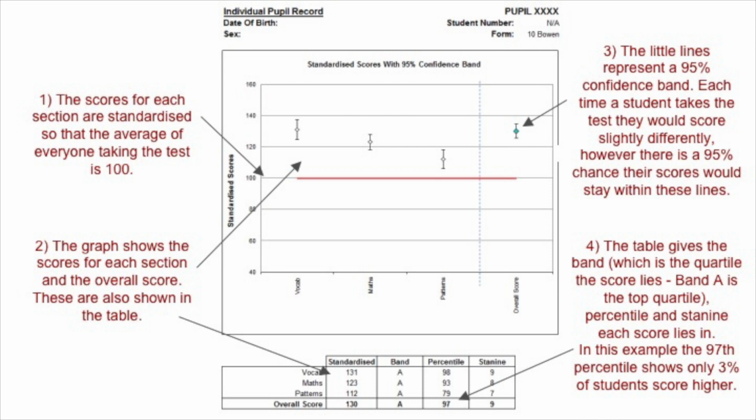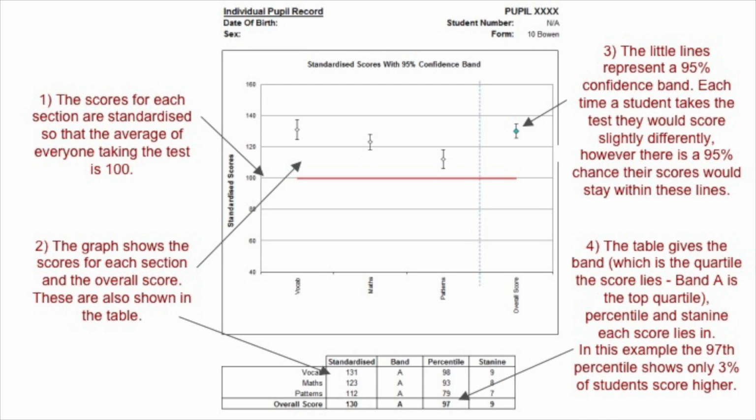The lines on each point on the graph represent a 95% confidence band. If a student was to sit the test over and over again, they would always score slightly differently. For example, if they were having a bad day, perhaps because they'd not slept very well the night before, they might score a little lower than normal. Or conversely, if they're on a particularly good day and the questions suited them, they might score a little higher. But 95% of the time, the score they got would always lie within these bands.